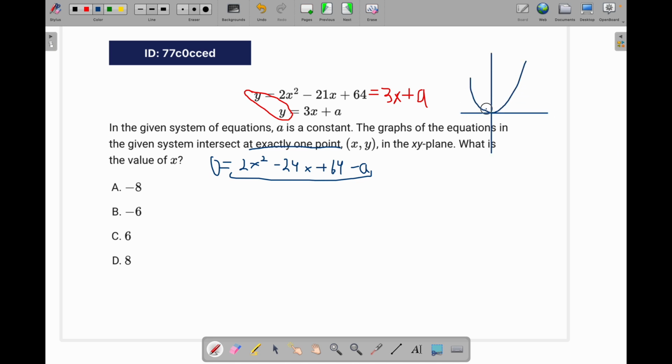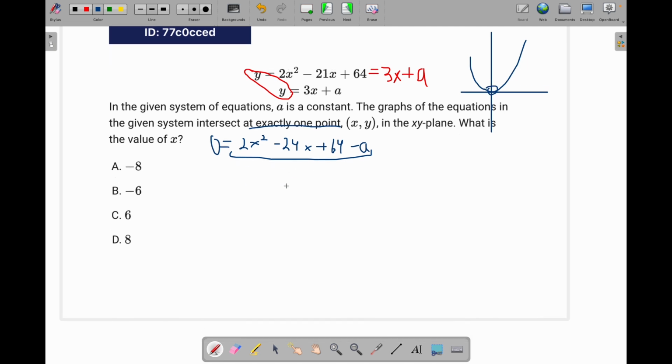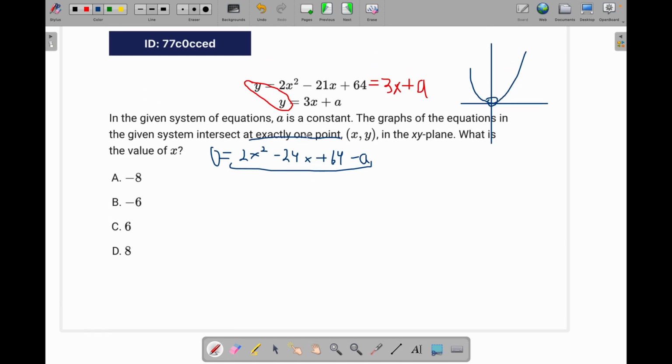So we can actually use the discriminant formula, the b squared minus 4ac. Now our b is negative 24. So it's going to be negative 24 squared minus 4. Our a is 2. And our c is 64 minus a. So now we can get here. We can simplify this further. Let's first simplify the 4ac. This can be written as 8. Then it's just 8 times 64 minus a.